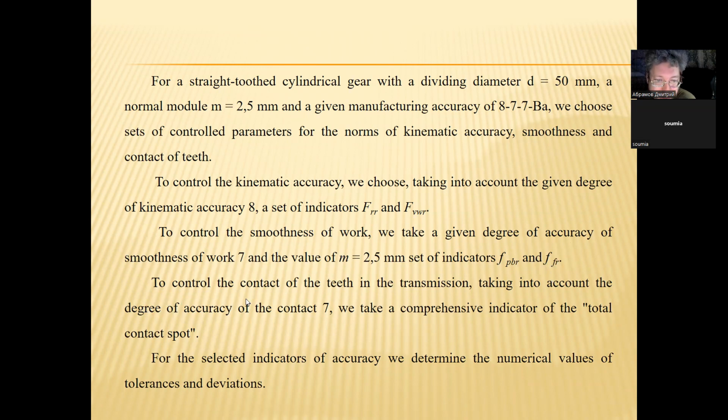To control the contact of the teeth in the transmission, taking into account the degree of accuracy of the contact in the third place. First place is kinematic accuracy, second smoothness, and third place is degree of accuracy of the contact. So, taking into account the degree of accuracy of the contact 7, we take indicators of the total contact spot. For the selected indicators of accuracy, we determine the numerical values of tolerances and deviations.